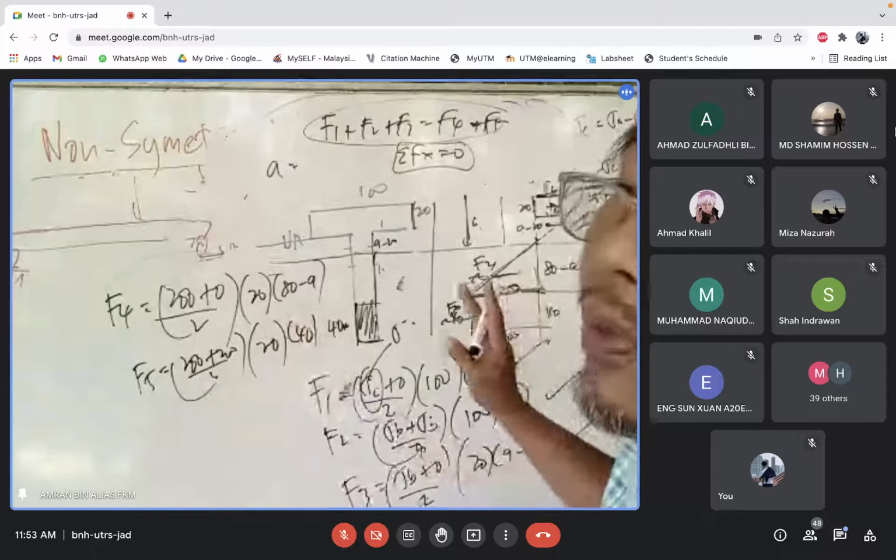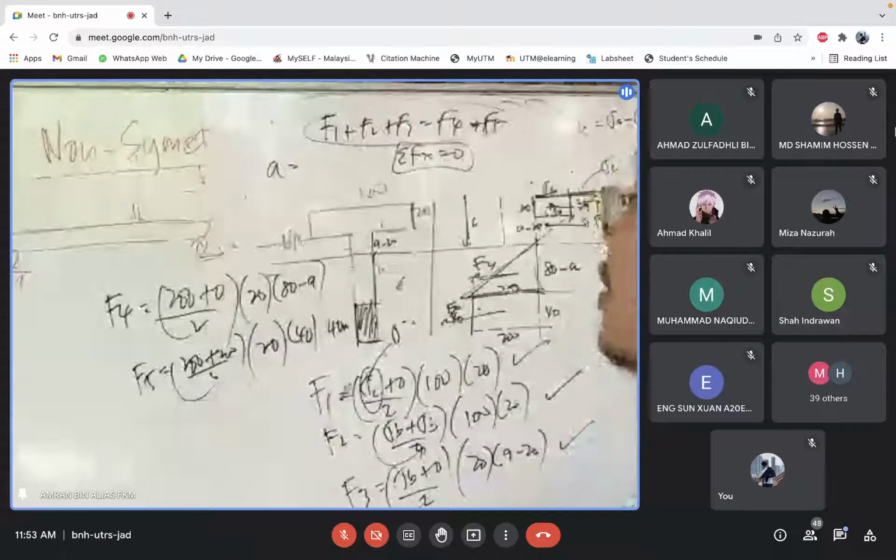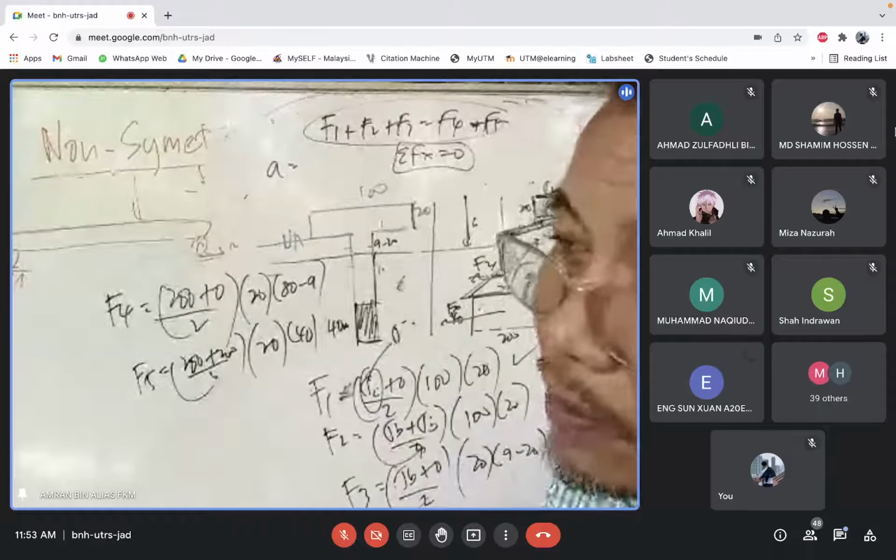Long procedure, no? Long. For semi-plastic, it's quite a long procedure, but it can still be solved. Are you with me, guys? Yes.